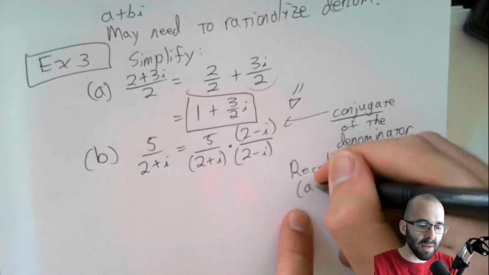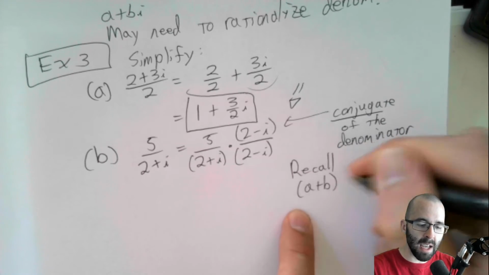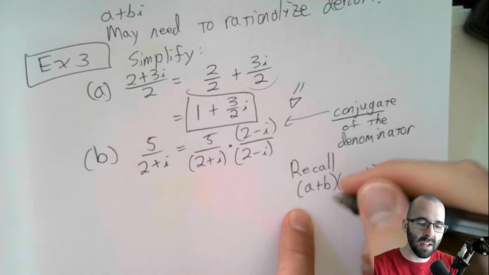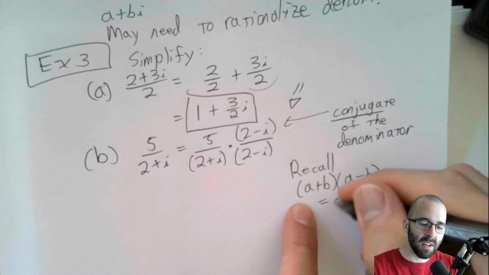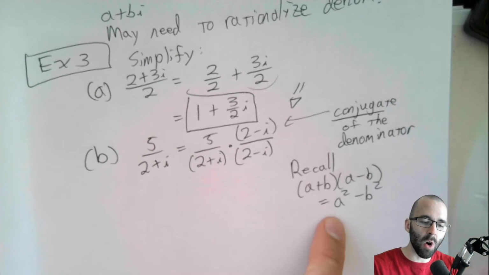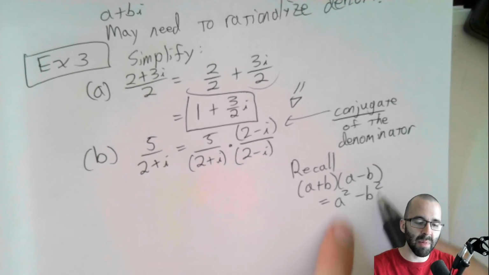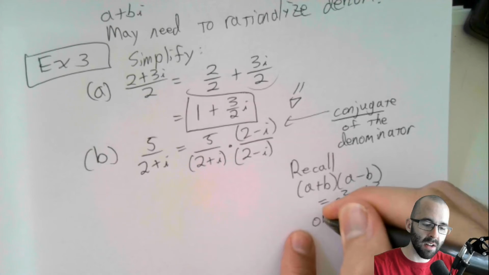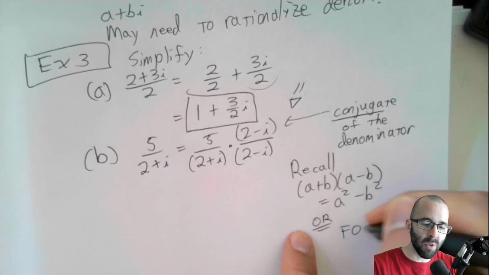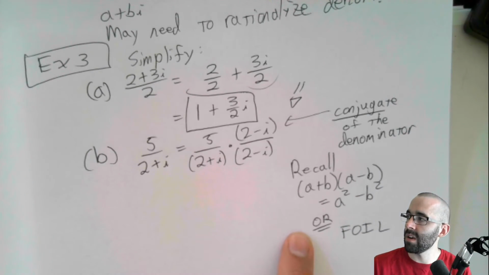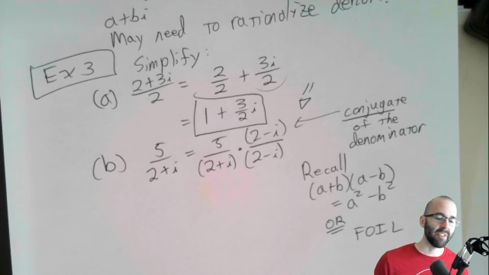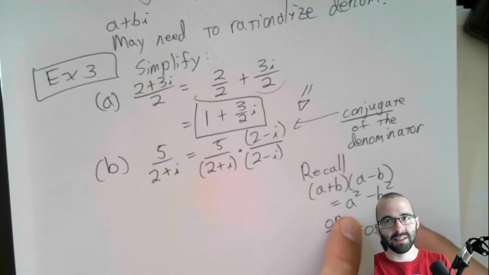If you ever have something like this, a plus b times a minus b, this is a very special formula called the difference of squares. And if you FOIL this out, it always simplifies to the first thing squared minus the second thing squared. This is a really good shortcut. If you want to FOIL, that's okay too. You have options. I don't like foiling if I don't have to, so I like shortcuts.